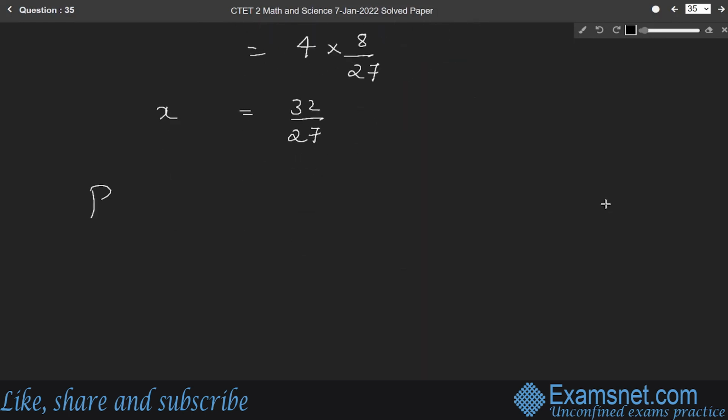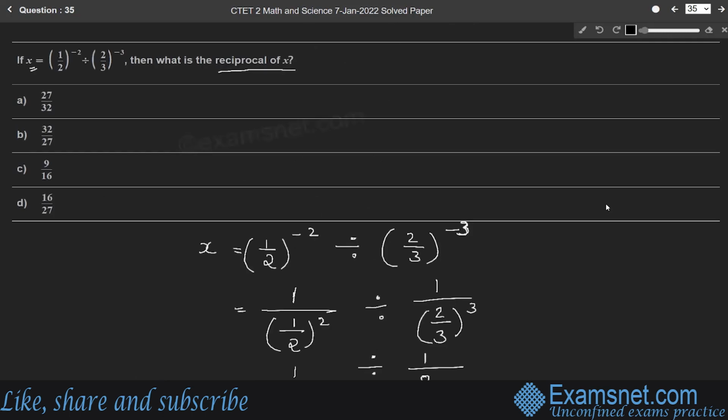Therefore, the reciprocal of x, according to the question, reciprocal of x is 27 by 32. It's inverse, right? 27 by 32. Hence, option A is the right answer.